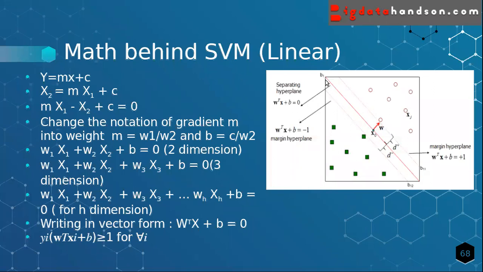In short, we can say w power t x plus b equal to 0. So the equation of the line is w power t x plus b equal to 0. The margin hyperplanes are w power t x plus b equal to minus 1 and plus 1. If you select the line in the middle, using this line we are going to classify.